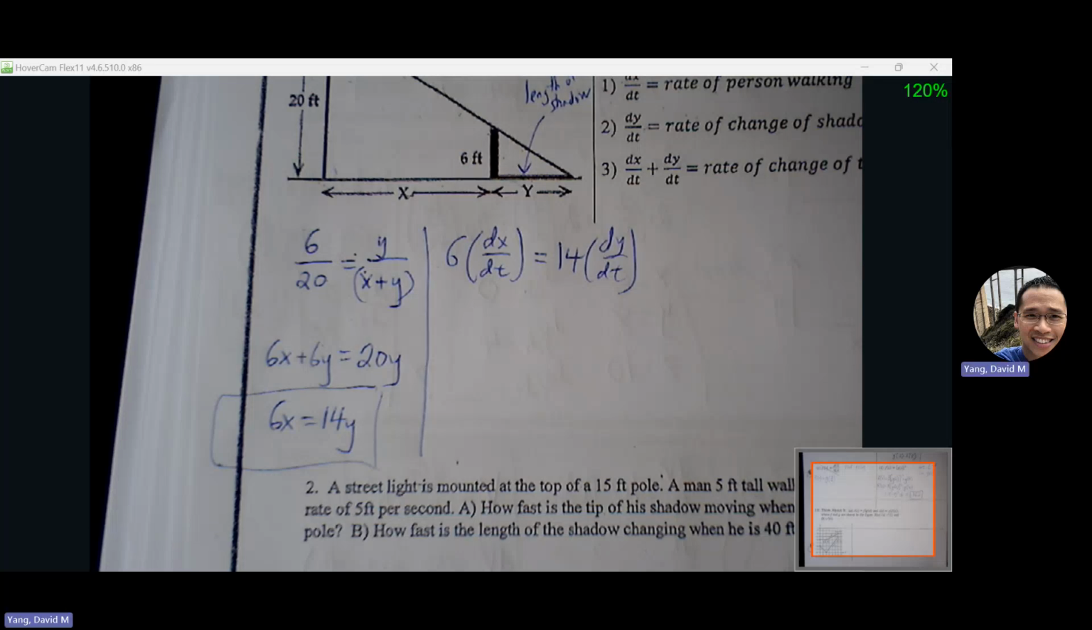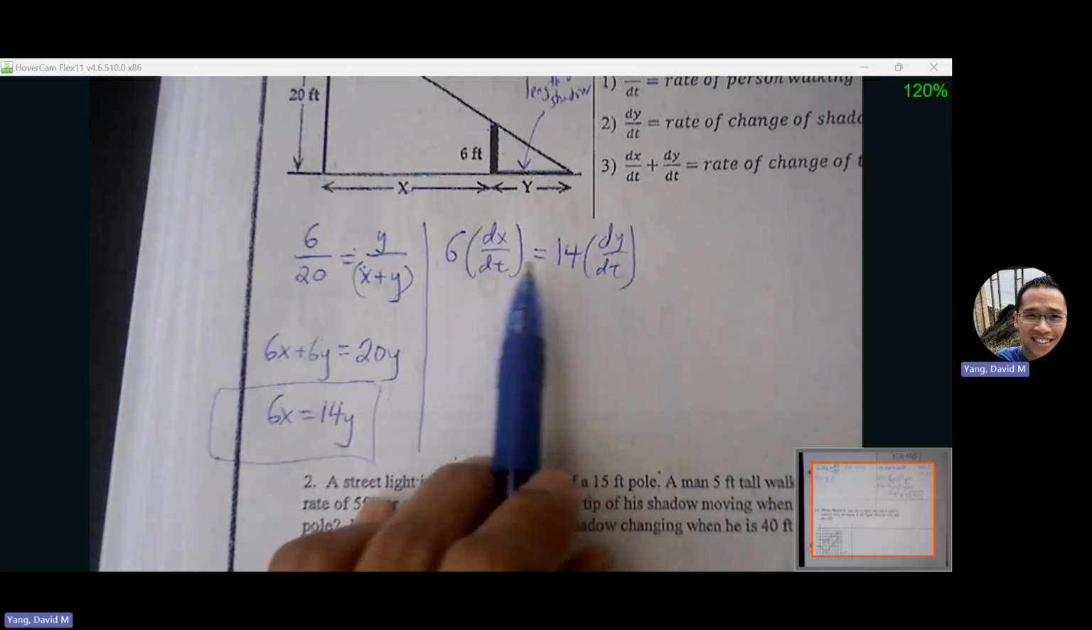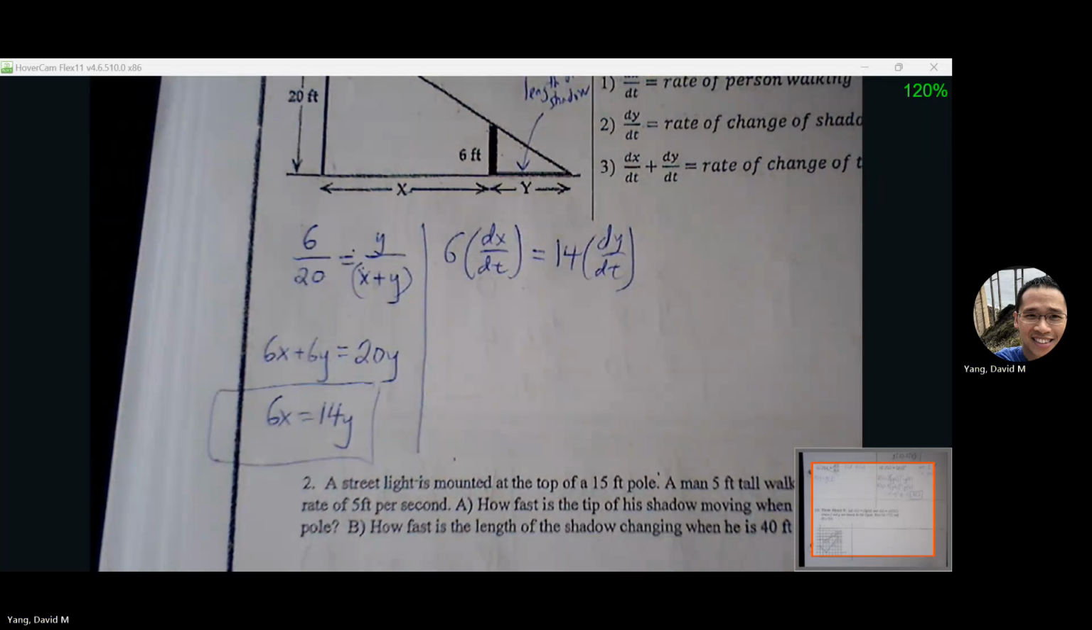How are you getting the 7? Dividing by 2 on both sides. Oh, got it, got it. Yes. I haven't reduced the numbers, but yes, you can reduce those.